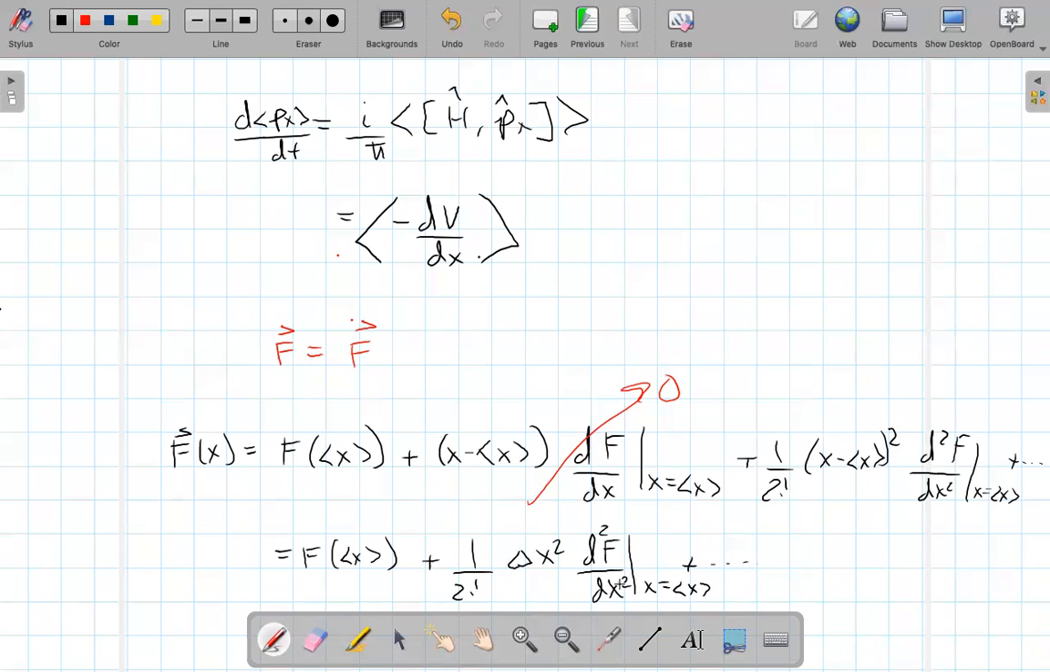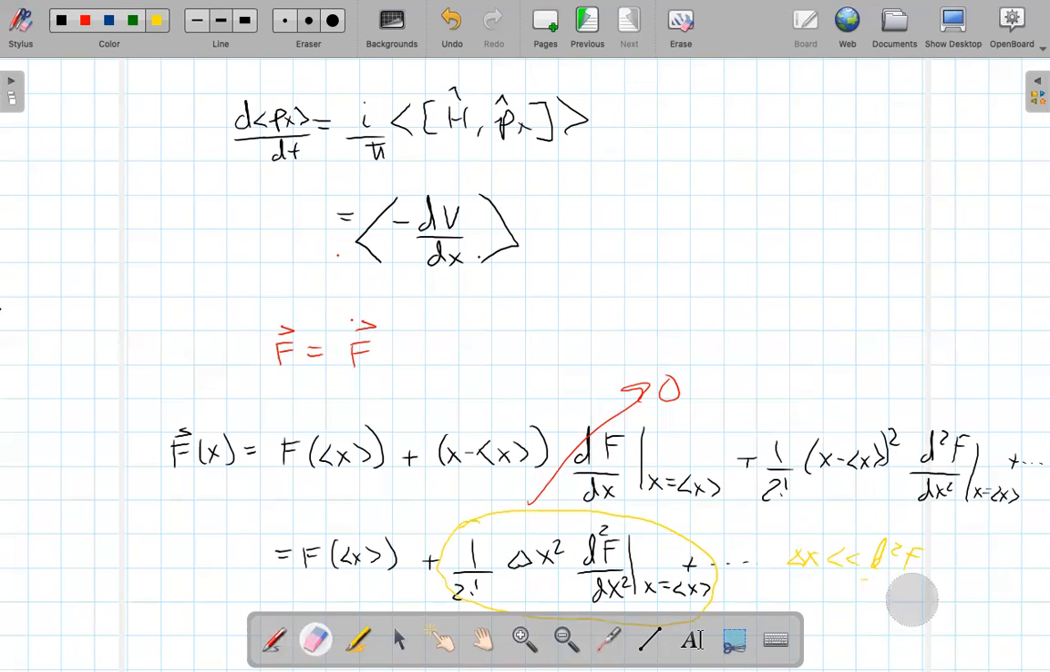Plus and so on. So basically what this says is that the force acting on this particle will abide by classical mechanics, for this ensemble, as long as this term is small. As long as this term or any other term is small, it is going to abide by classical mechanics. So for this to be small, the uncertainty must be small compared to the derivative of the force. This term must be much, much less than this term.